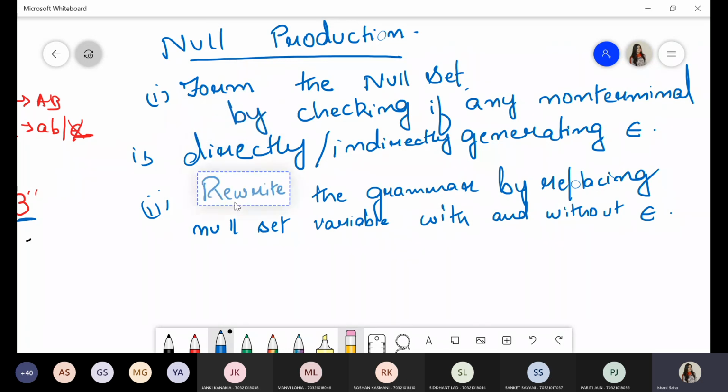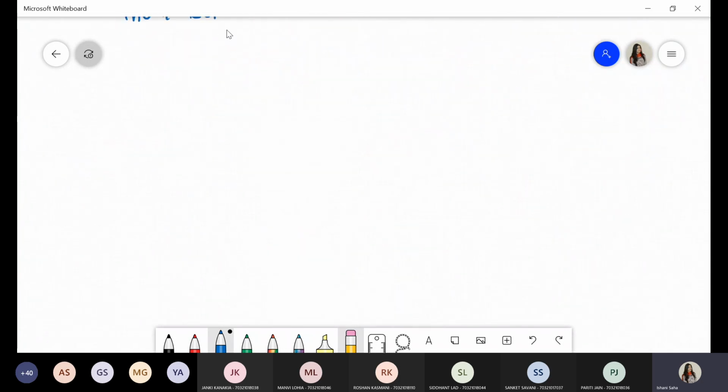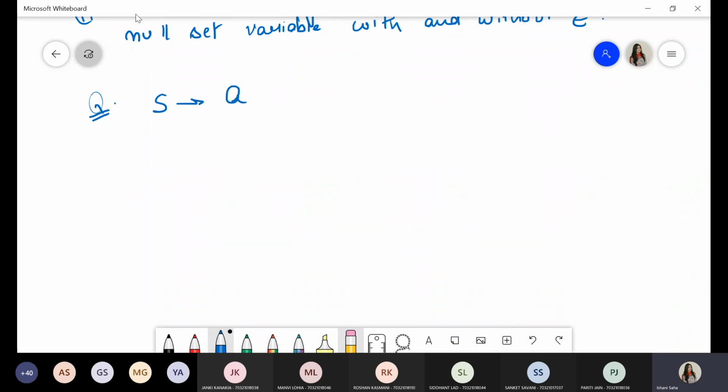Okay, so let's take this example. S tends to ASB and AAB, and capital A tends to epsilon. Now see, first is formation of the null set, right? So now the null set: directly, anything generating epsilon. Directly, any non-terminal generating epsilon is capital A, right?